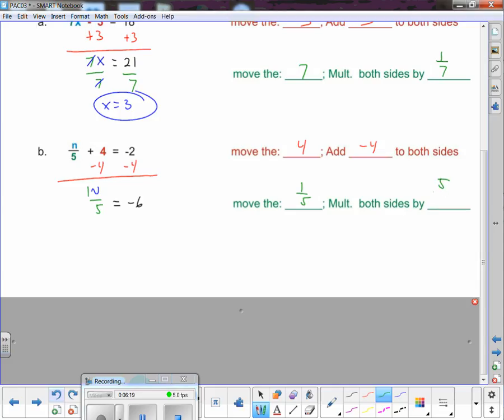So how do you move it? Multiply both sides by 5 over 1. So I'm going to take my green. On the left-hand side, I'm going to do 5 over 1. I'm going to do a raised dot. On the right-hand side, I'm going to do 5 over 1.